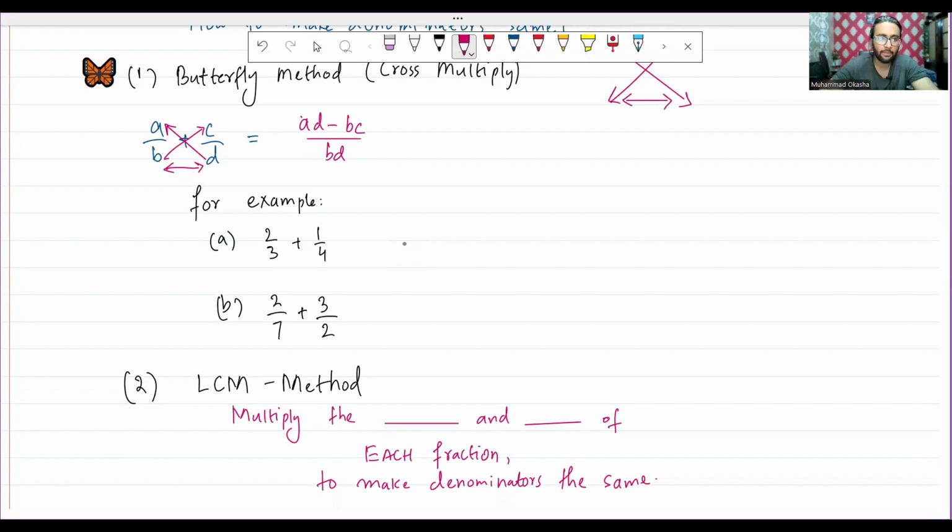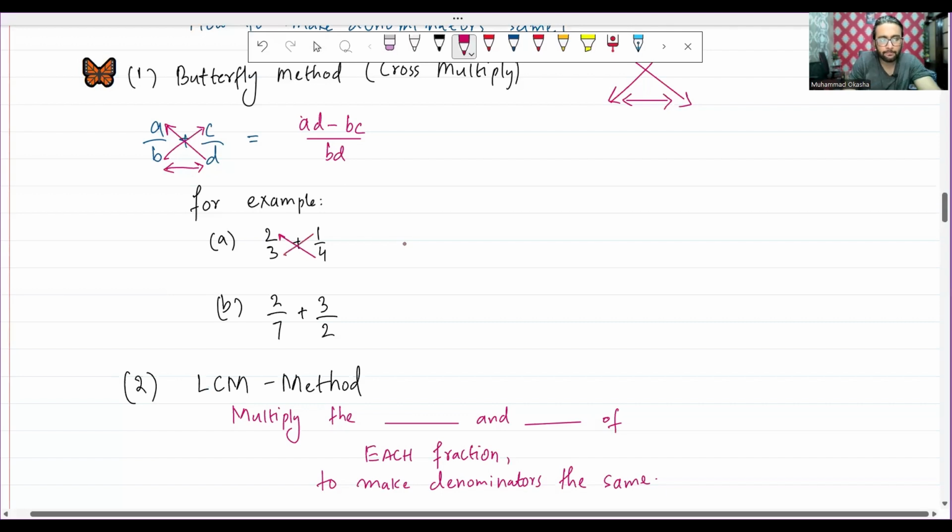Okay, let's apply the same thing on this one. So if I were to multiply 4 with 2, I'll actually write that first.